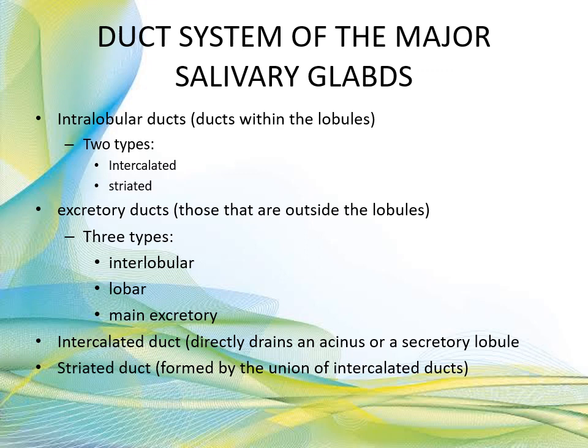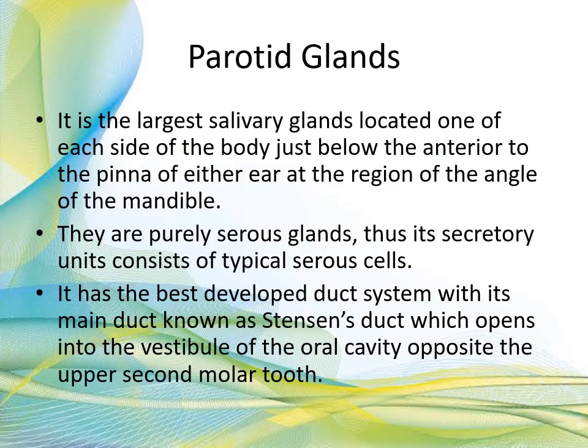So, what are the ducts in the major salivary glands? We have the intralobular ducts. Under that, we have intercalated and striated. We have the excretory ducts. Under excretory, we have interlobular, lobar, and main excretory. So, intercalated and striated.